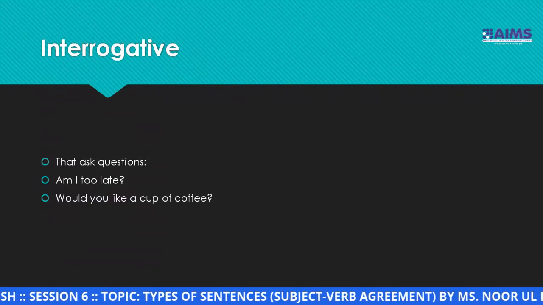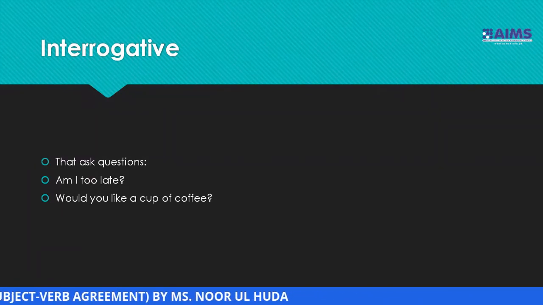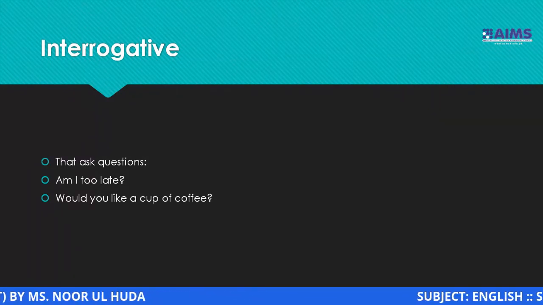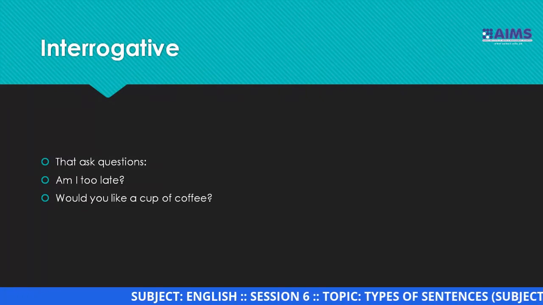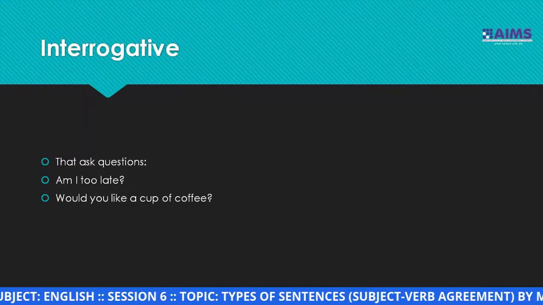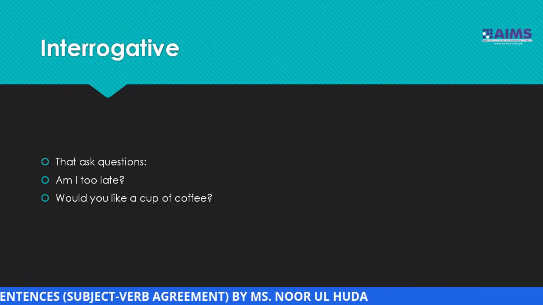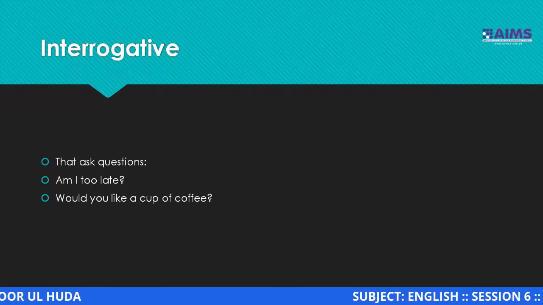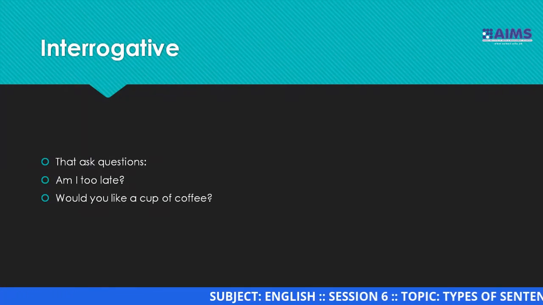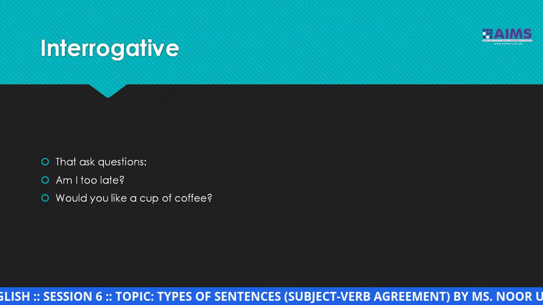Let's suppose, "Am I too late?" This is an interrogative sentence with a helping verb, right? It's starting with a helping verb. Similarly, "Would you like a cup of coffee?" This is a modal auxiliary. So modal auxiliaries are helping verbs, and then there are the WH words. All three categories of words can be used to make interrogative sentences.